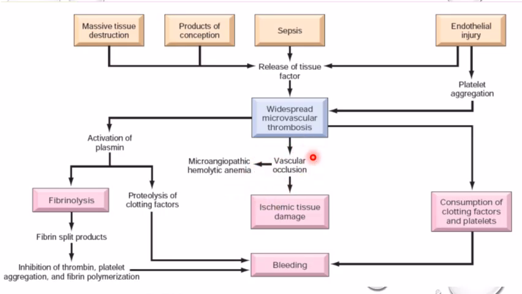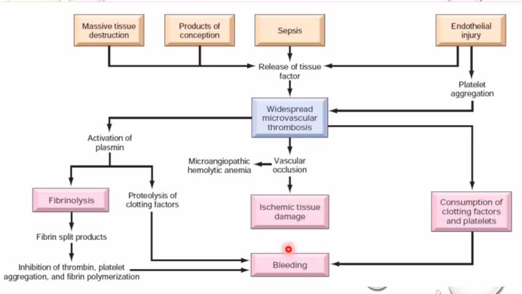Vascular occlusion also will lead to tissue ischemia. As expected, blood vessels will be plugged, so there is no blood, no oxygen, and vascular ischemia. Two other things will occur: consumption of coagulation factors and platelets because of extensive inappropriate thrombosis.